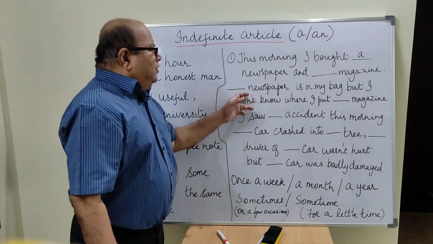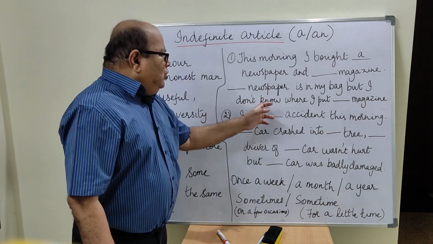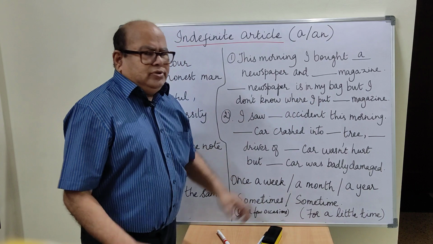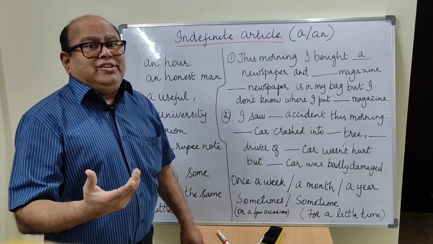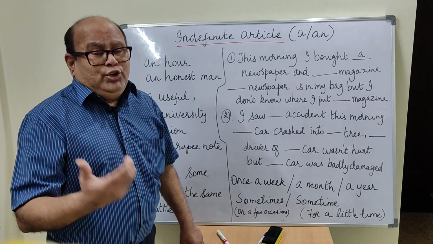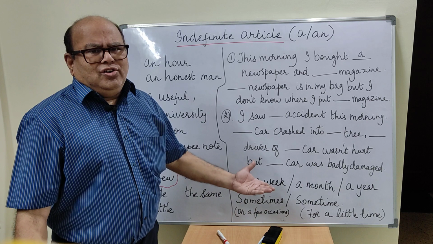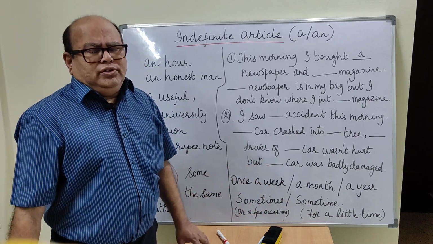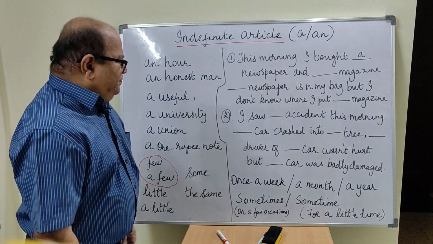The newspaper is in my bag, but I don't know where I put the magazine. When you are talking about the same thing even 1,000 times, you have got to use the. It's very simple, that is all. Simply speaking, that is all about a and an. Let us see one more example.